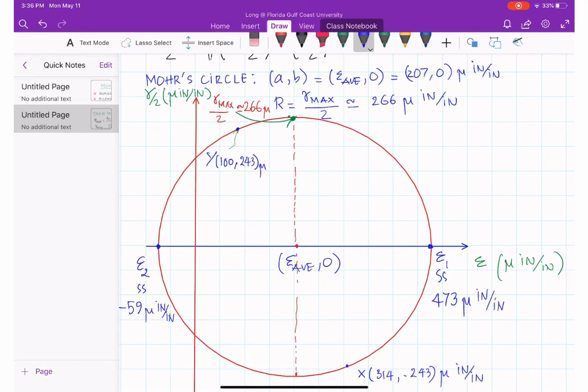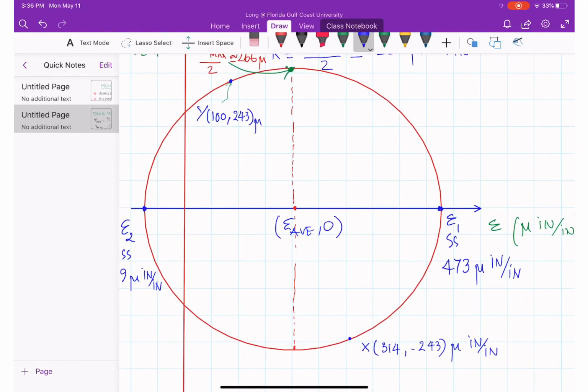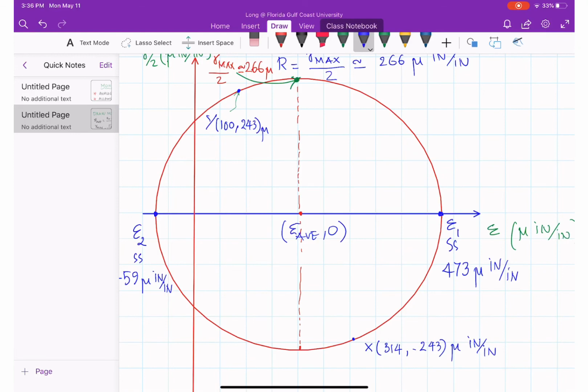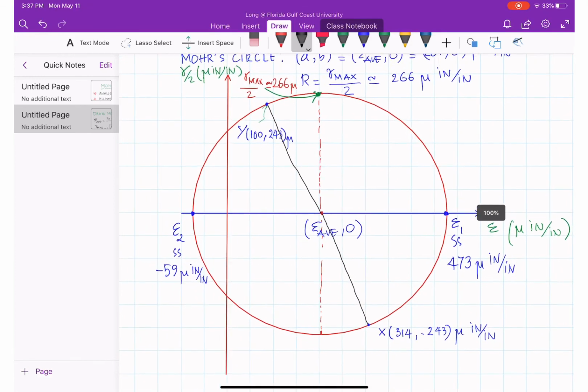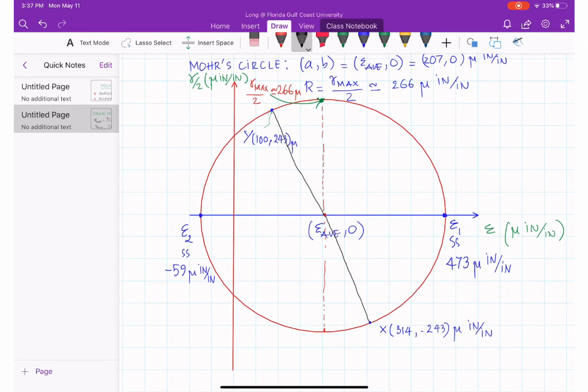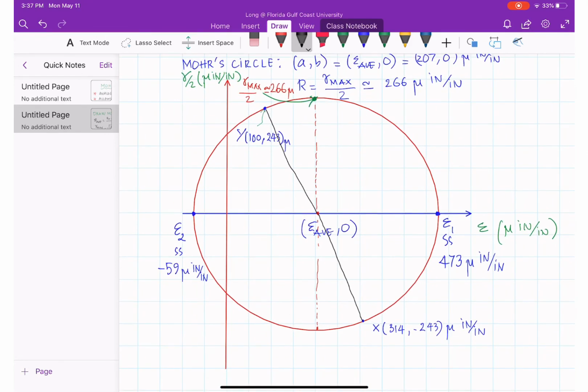And then we can draw the diameter, connecting X and Y, and it should go through the center. They have to be on a straight line. And then we already have the XY plane.